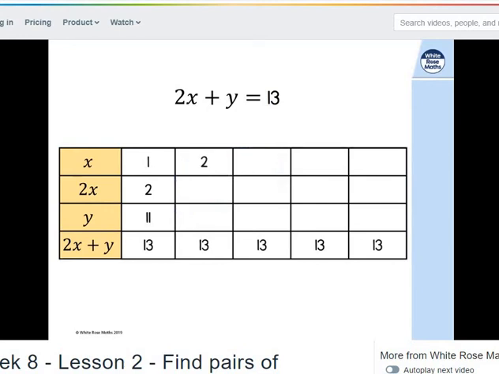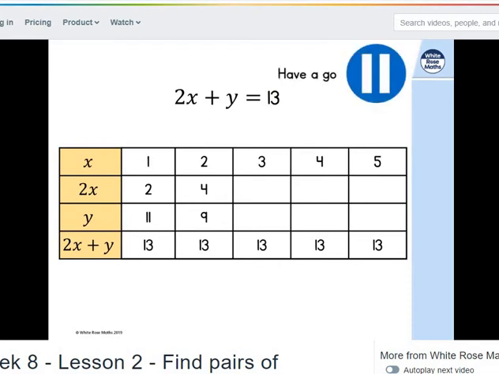Let's try a different value of x. What if x is worth 2? Well, then 2x would be 4. And 4 plus something is 13. Oh, that'd be 9. Okay. So then, if x was 3, if x was 4, and x was 5, can you work out those missing values? Pause the video. Can you work out those missing values?